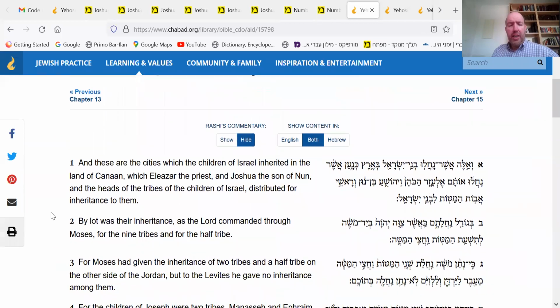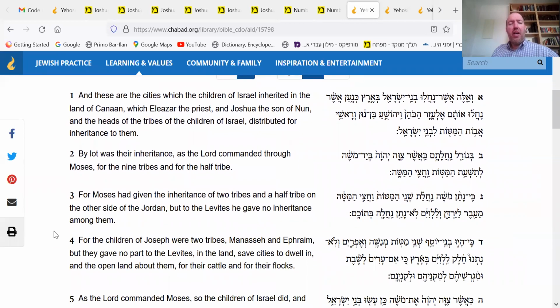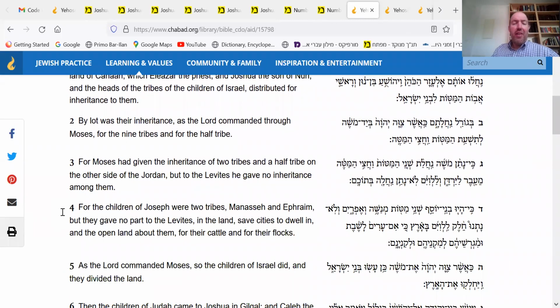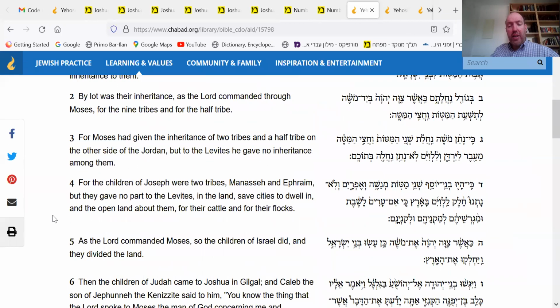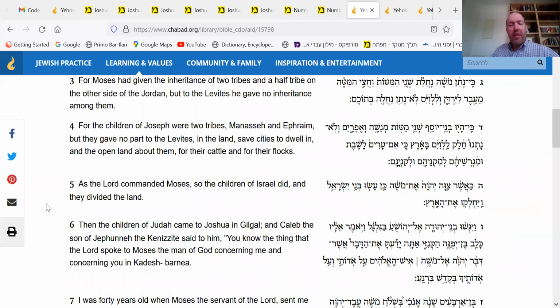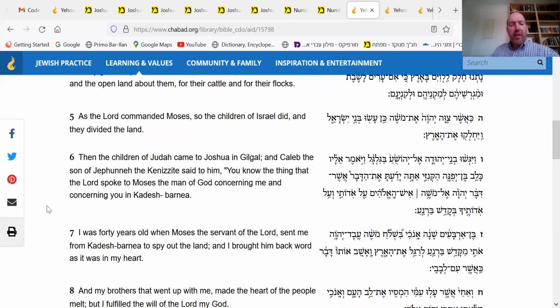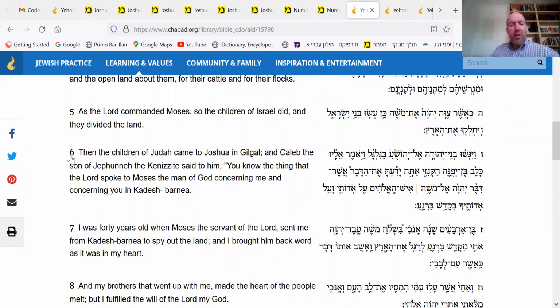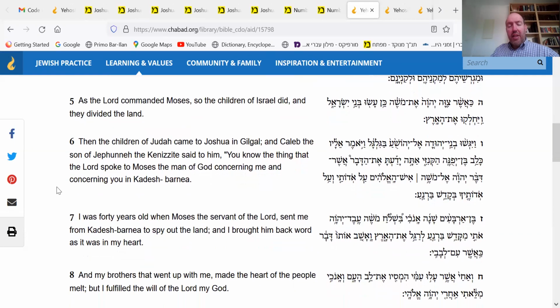of chapter 14, right? We have the heading of Eleazar the priest, Joshua the son of Nun, and the heads of the tribes, exactly as we find in the book of Numbers, and the fact that it was going to be given by lot. And again, note, we have the statement of the 2.5 tribes that Moses gave, and the fact that the Levites got no inheritance. And now we move on to verse 6.